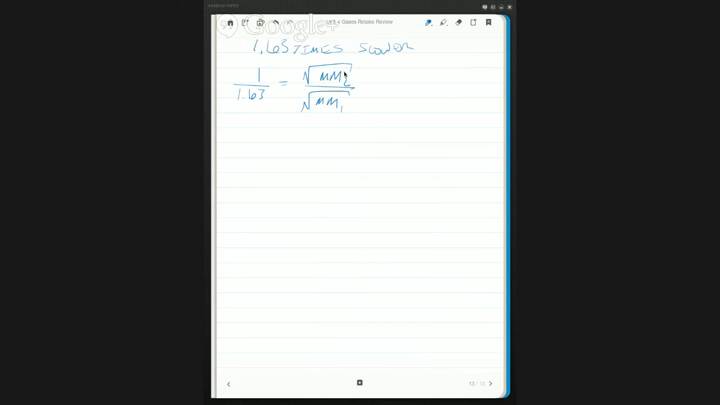Let me see if I wrote anything else down. I think I covered everything else. Let me just take a quick glance at the test to see if there's anything that I missed that I wanted to talk to you about. Oh, there is one other thing. If you get the moles of a gas, you can convert it to molecules.